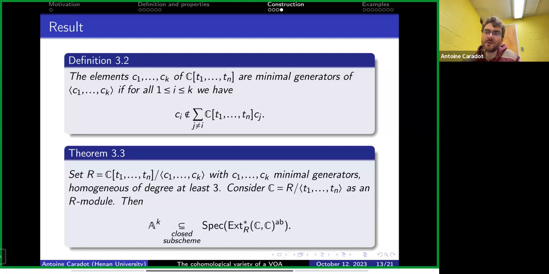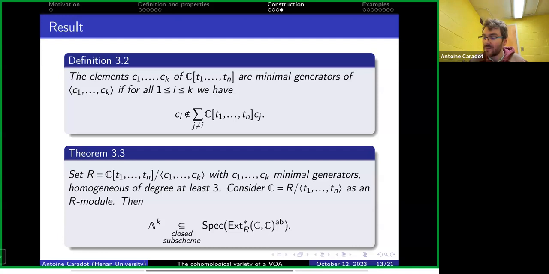There is a way to work with degree 2, but it's still an ongoing process because computation is much more complicated in this case. So if you have this setup for R, you consider your trivial module R over your variables. Then we were able to prove that there is a closed inclusion from the affine space of dimension k, where k is the number of your, let's say, minimal relations, into the variety corresponding to the commutative version of your Yoneda algebra.